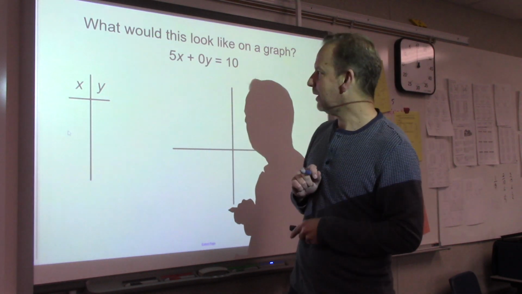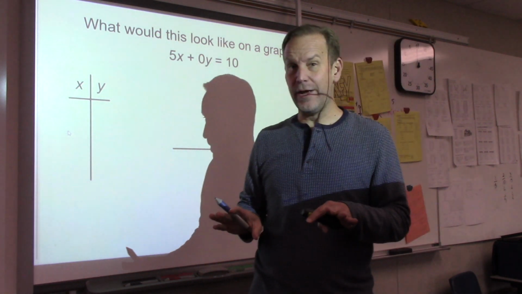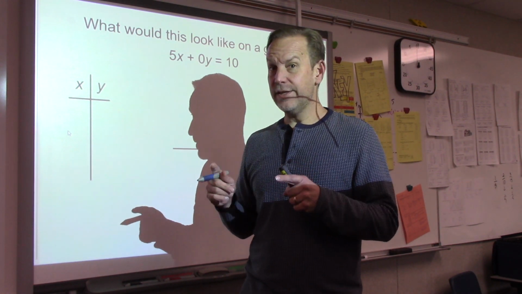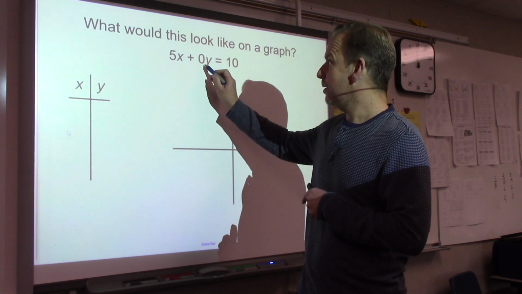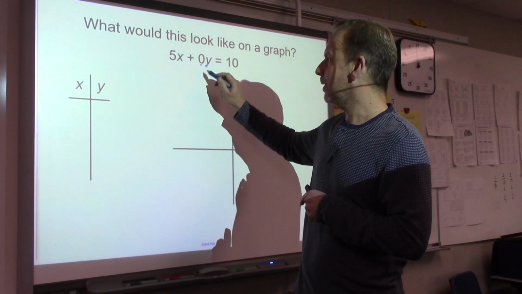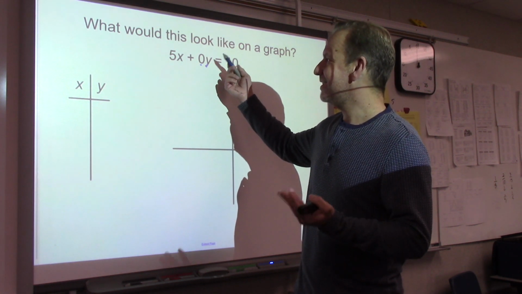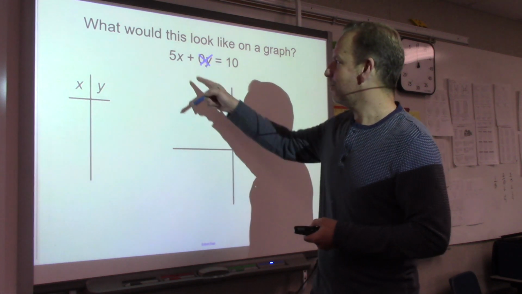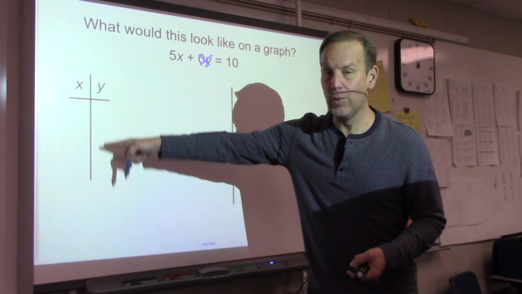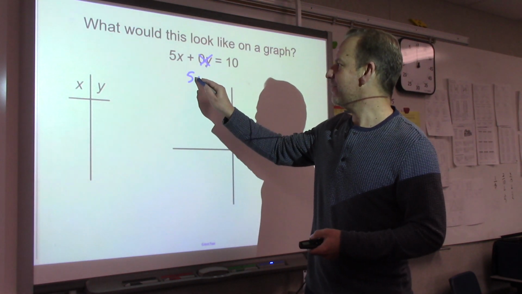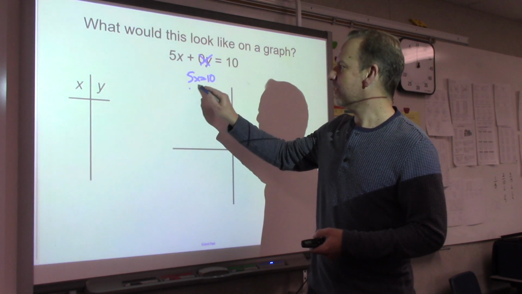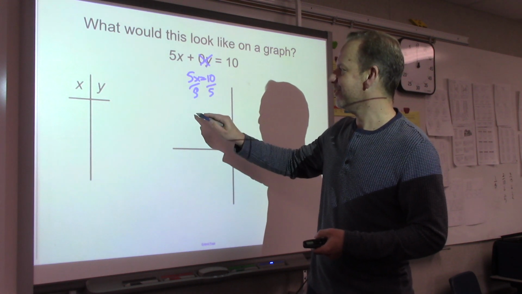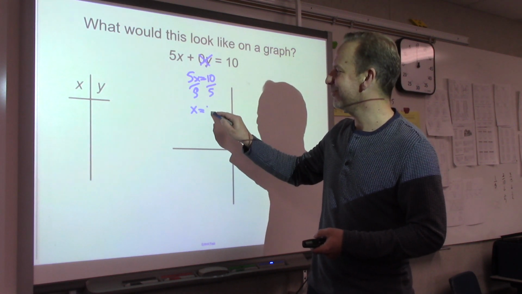Okay, next one. This is a similar pattern, and if you're predicting and you're sort of looking for patterns here, you can see that there is something similar going to happen. Notice in this one, the y got multiplied by 0. So in this one, it doesn't matter what the y is. No matter what I plug in, we're going to get 5x equals 10. Divide by 5. Sorry, I almost gave away the answer there, which gives you x is equal to 2.